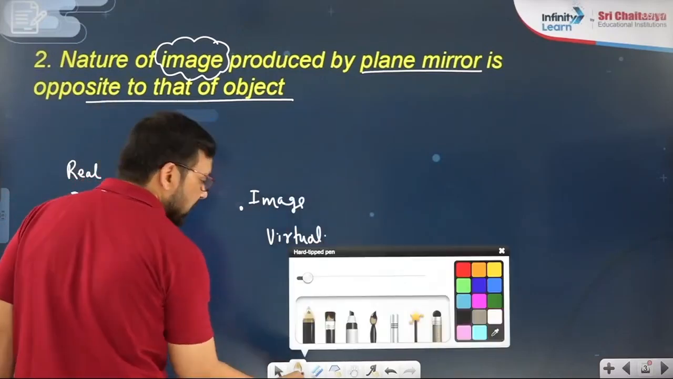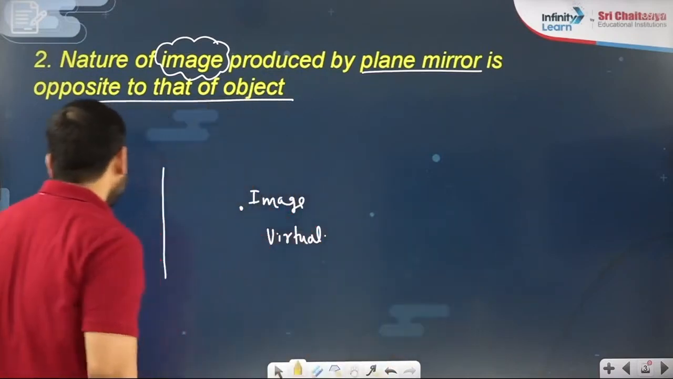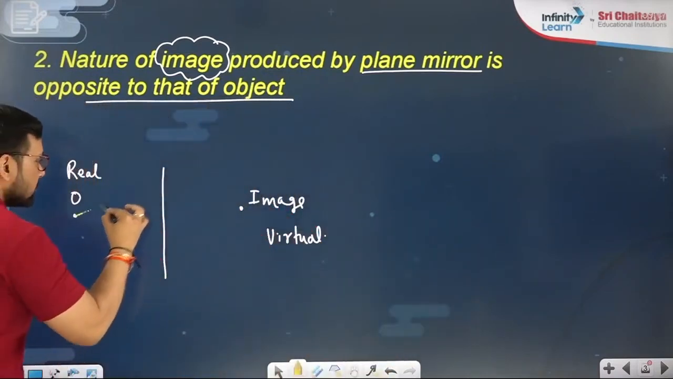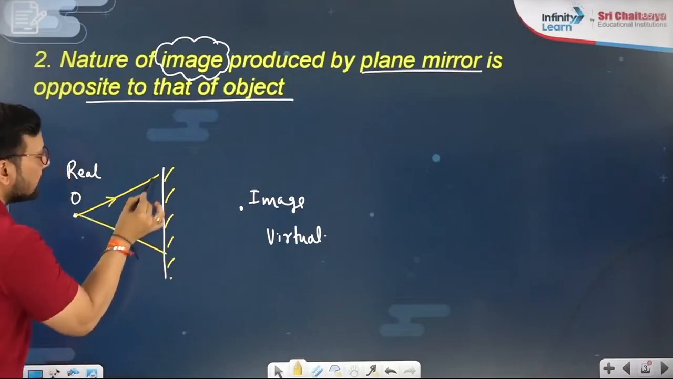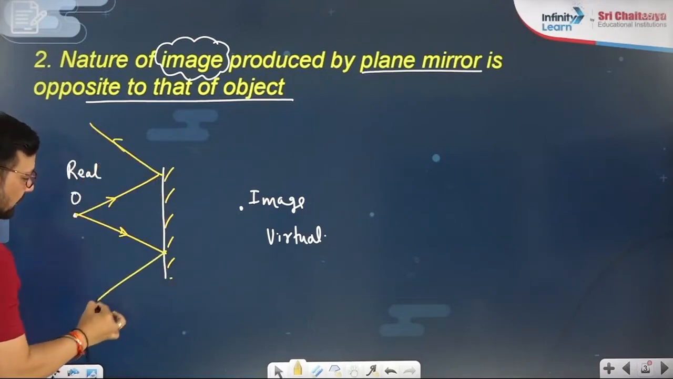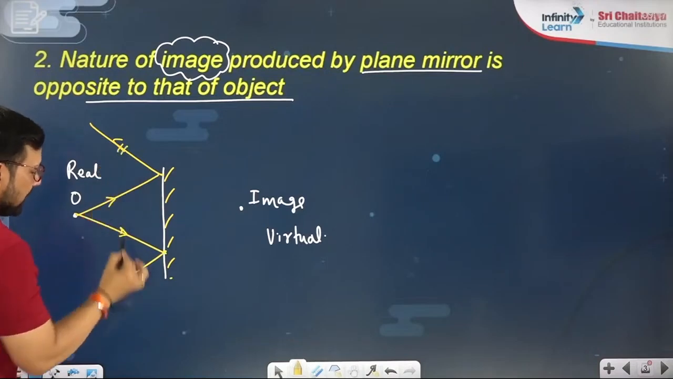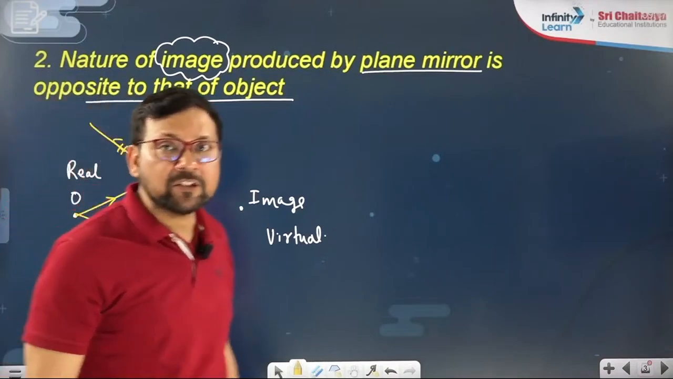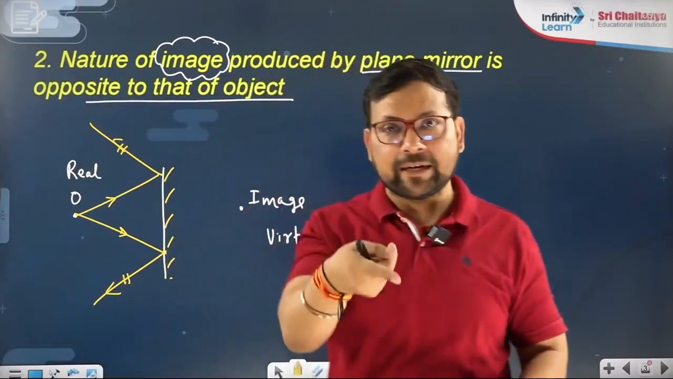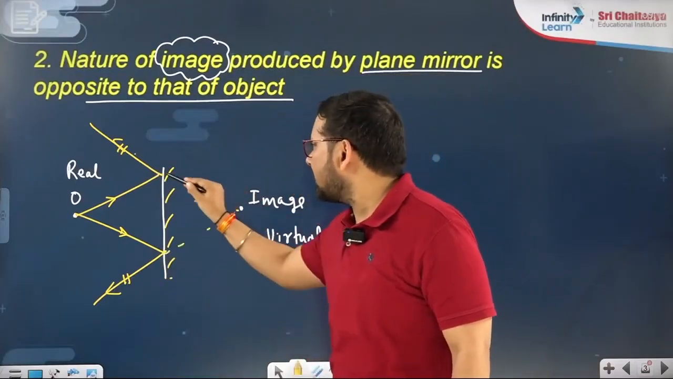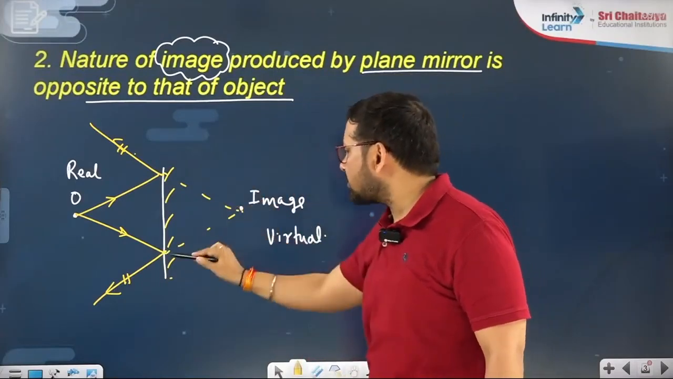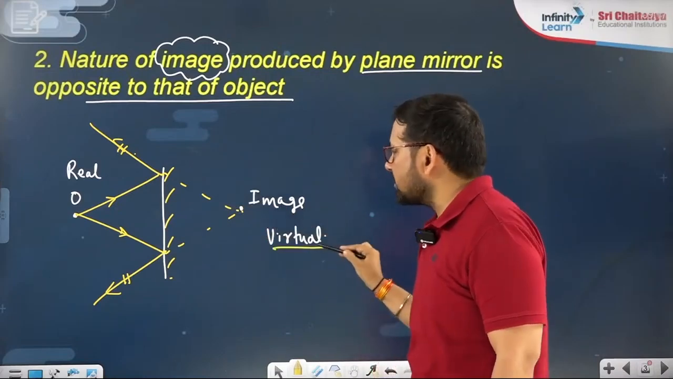If you want me to draw the ray diagram once again, I am drawing it. This is the object, a real object. So the real object's rays will go to the plane mirror and reflect from here. When they reflect, these two are the reflected rays. If you want the image, you have to make the reflected rays coincide. The reflected rays are not actually coinciding, so I will extend them and make them coincide apparently here. They appear to coincide, and here a virtual image is formed.